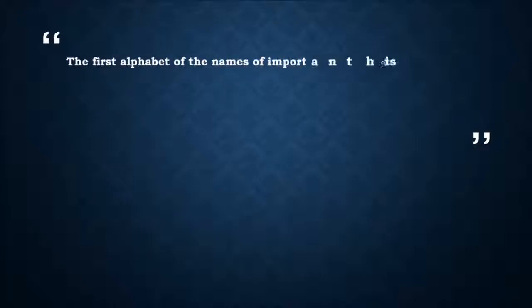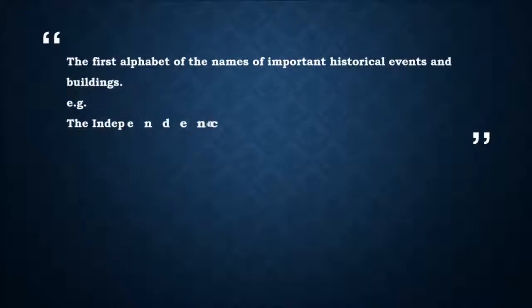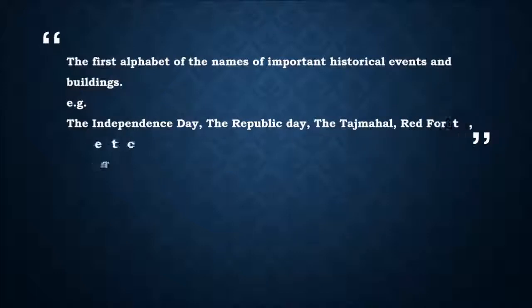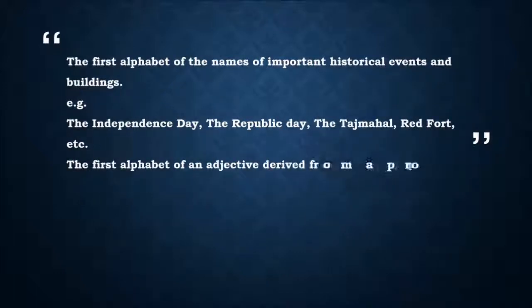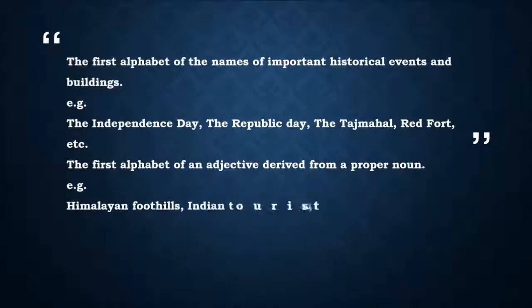22. The first alphabet of an adjective derived from a proper noun. E.g. Himalayan foothills, Indian tourist, Japanese art, Indian coffee, etc. 23. The first alphabet of names of epics and famous mythological books. E.g. the Bhagavad Gita, the Bible, etc. 24. The first alphabet of names of important awards and rewards. The Paramvir Chakra, the Bharatratna, the Padma Shri, etc.